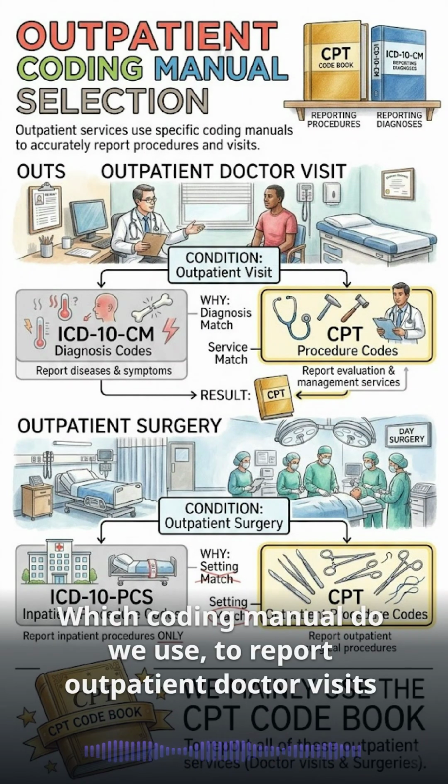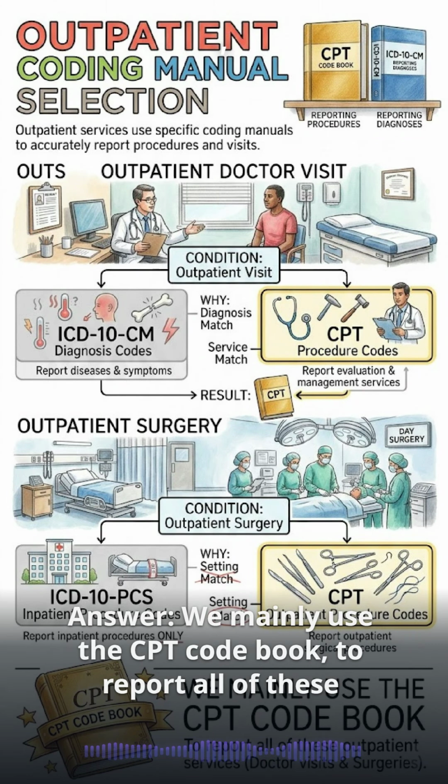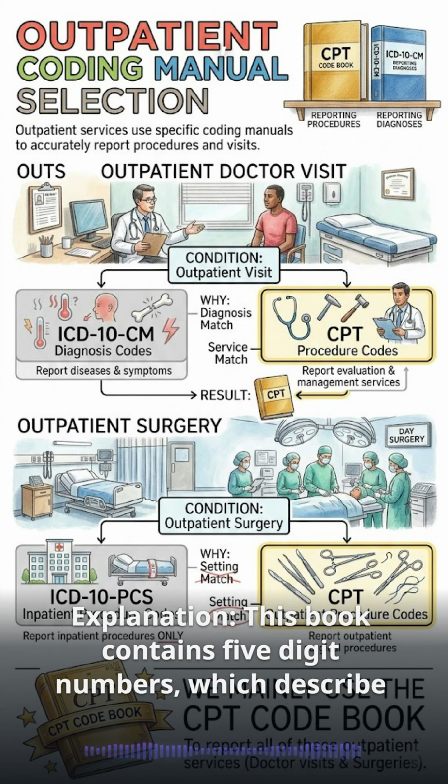21. Which coding manual do we use to report outpatient doctor visits and surgeries? We mainly use the CPT Code Book to report all of these outpatient services. This book contains 5-digit numbers, which describe the specific work the doctor performed.